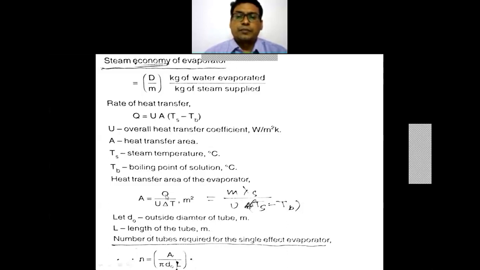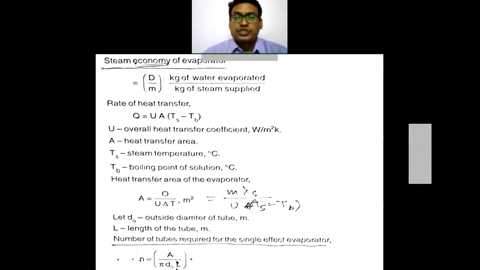This Q is nothing but the total amount of heat, the sensible heat plus the latent heat. Or if the feed is directly at the boiling point, then it is only the latent heat. So the outside diameter of the tube can be calculated, and the number of tubes required for the single effect evaporator will be calculated as N, which is equal to A over pi dO into L.